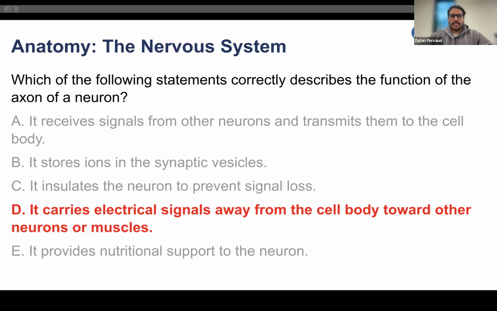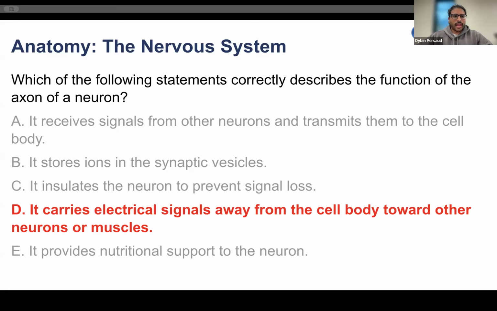So the axon is the part of the neuron that is carrying the information away from the cell body. And I have a couple of pictures that we can go over and use to illustrate this. But choice D is correct. It's carrying away the electrical signals from the cell body towards the next part in the circuit. So that might be a neuron, that could be a muscle.